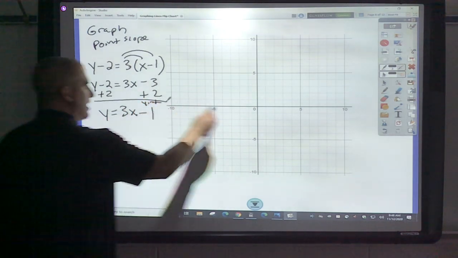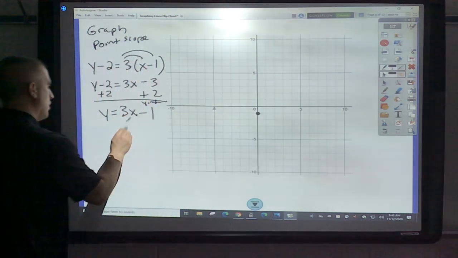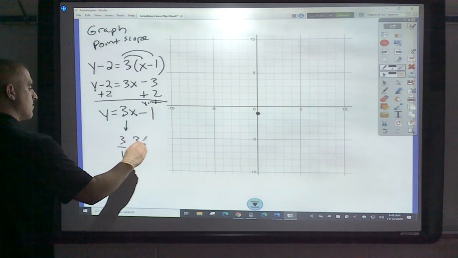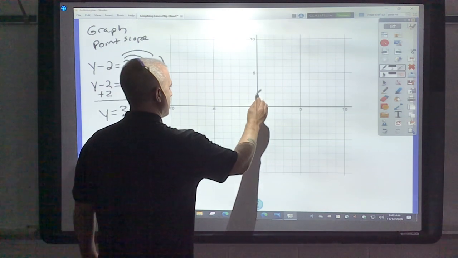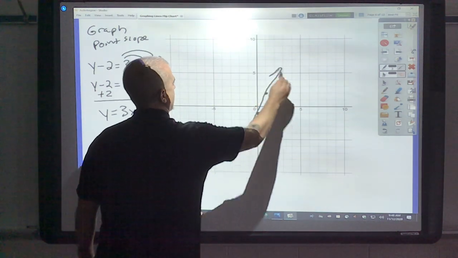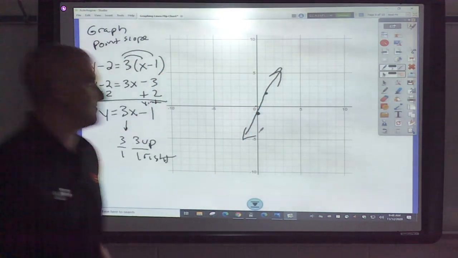That's my y-intercept. Slope of 3 over 1 would mean 3 up, 1 right. Okay? 1, 2, 3, 1 right. Connect the dots. Okay?